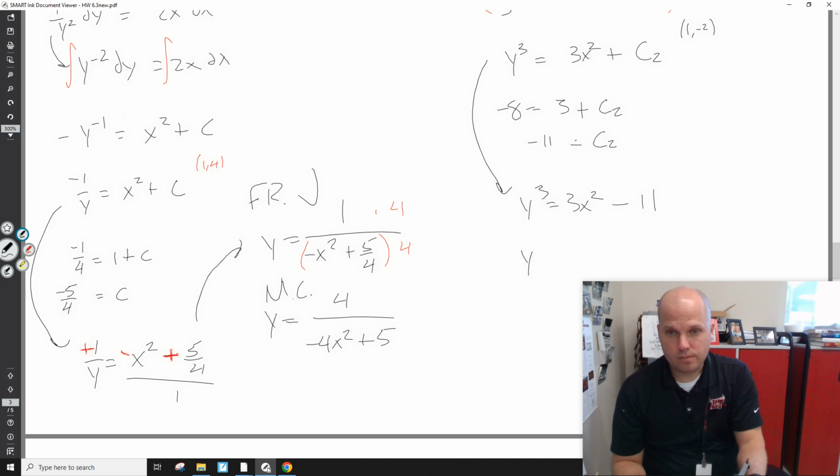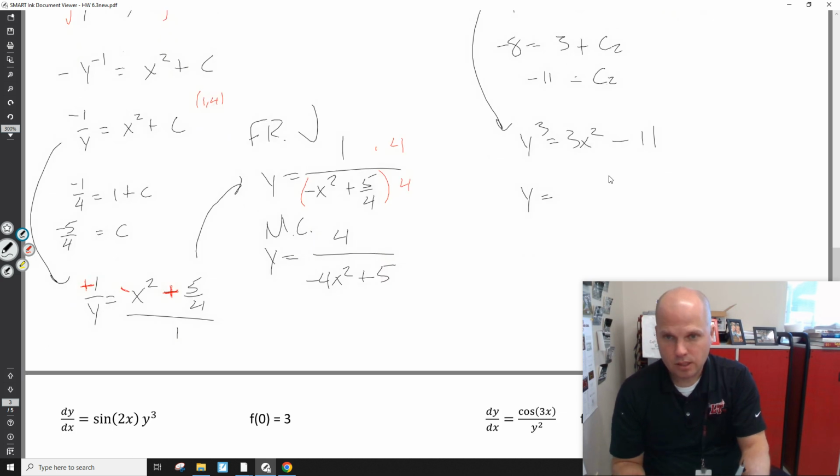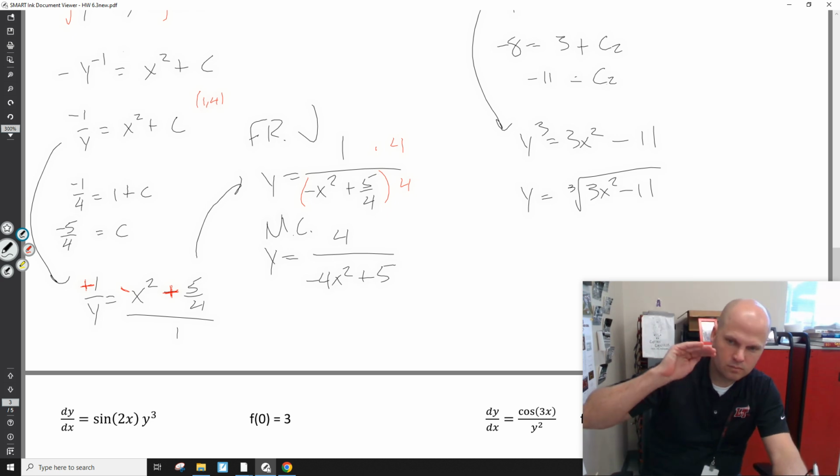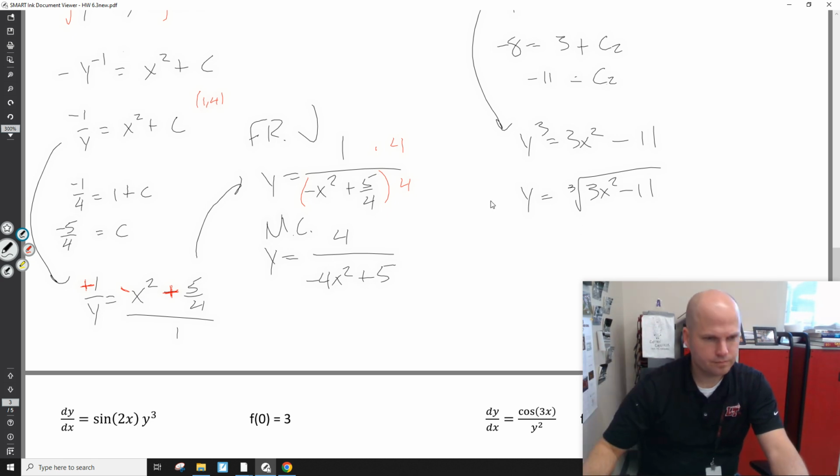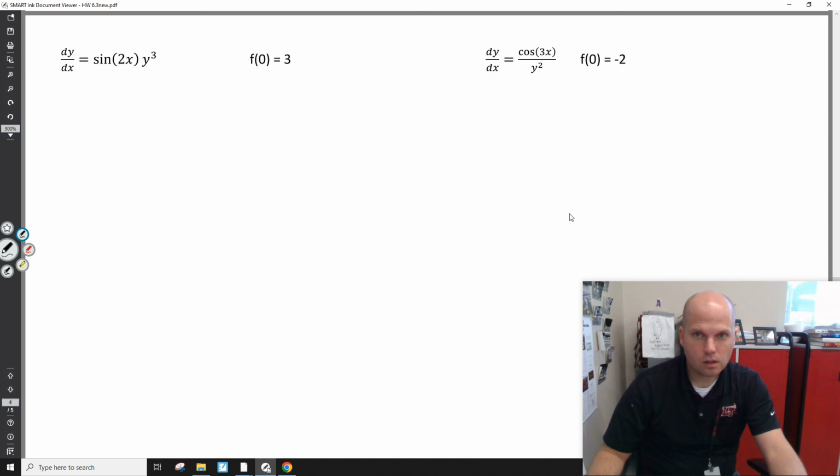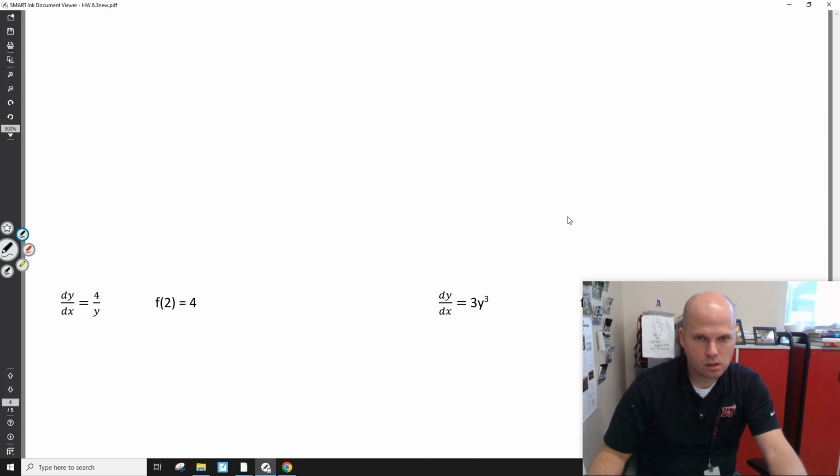When you cube root, you don't have to worry about a plus or minus. You just cube root both sides, or take both sides to the 1/3 power. Don't worry about plus or minuses unless you're square rooting or fourth rooting. The last two are good.